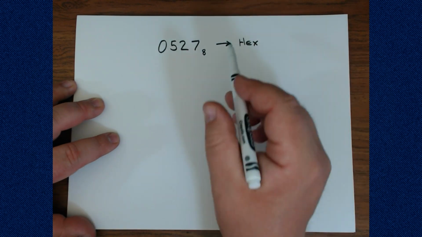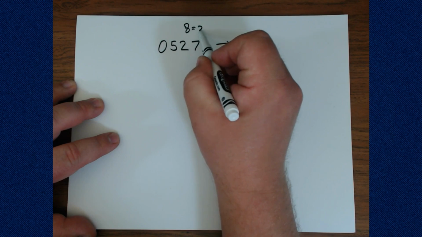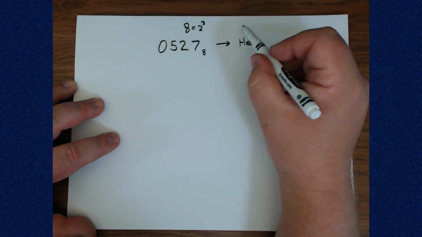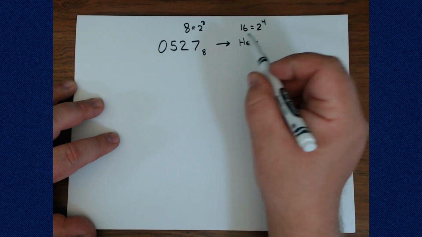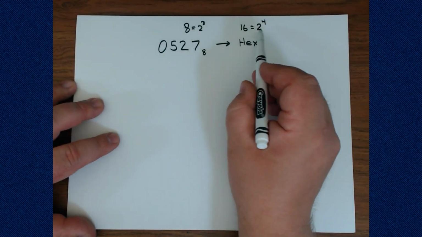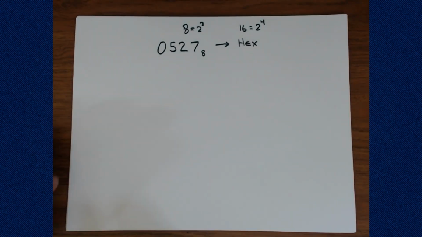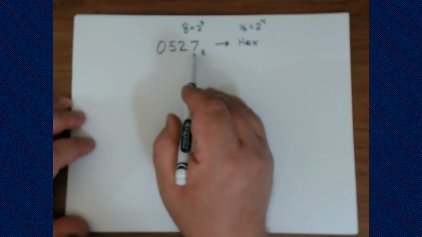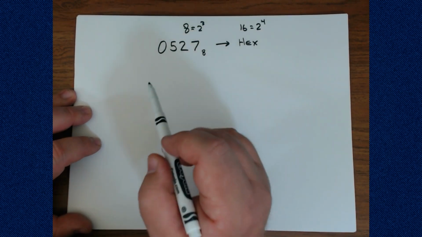All right, now remember again that octal, which is base 8, 8 is 2 to the 3rd power. And hexadecimal, which is base 16, 16 is 2 to the 4th power. And their common root is the 2. So to go between them, we will go to base 2. So I'm going to go from this octal value here, 527, to binary. And then I'm going to do it the same way.